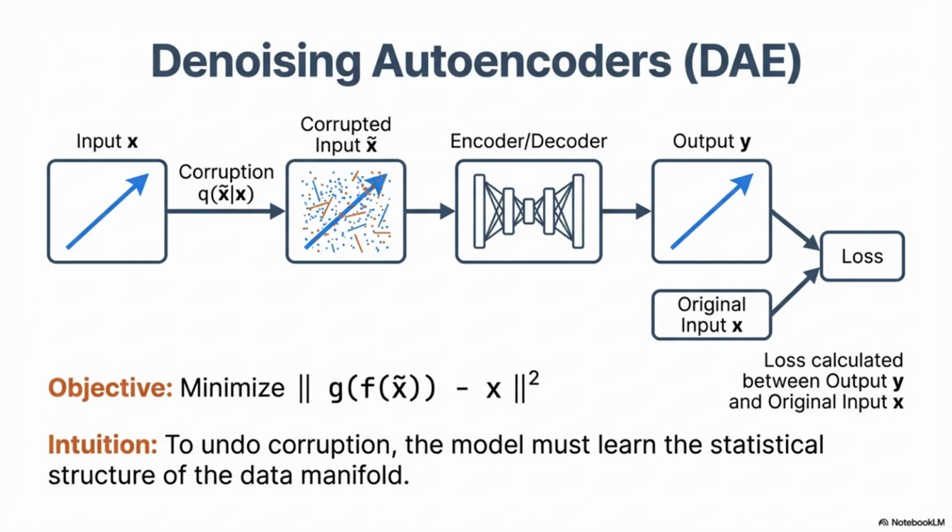Just stop and think about what this task actually requires from the model. To reliably remove all that random corruption, it can't just be a dumb copy machine anymore. It is absolutely forced to learn the real statistical structure of the data. It has to build an implicit understanding of what a valid data point is supposed to look like, so it can recognize the junk and fix it.